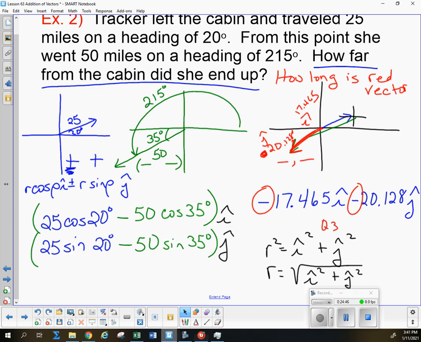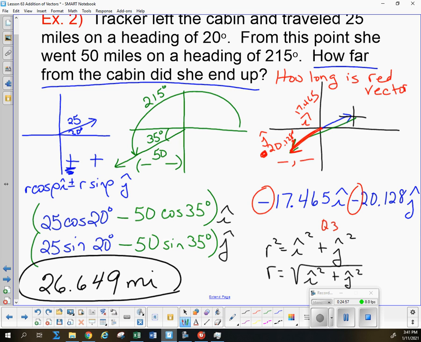Let me go back and look at that. So we end up at 26.649 miles from the cabin by doing this calculation on our calculator. And that finishes our new material. So I will pause the video.